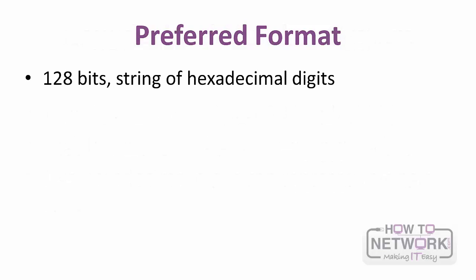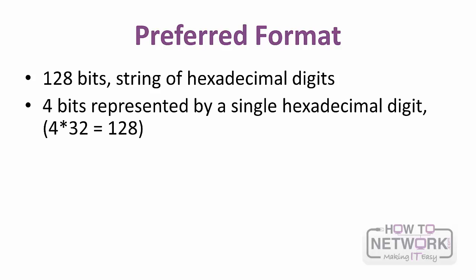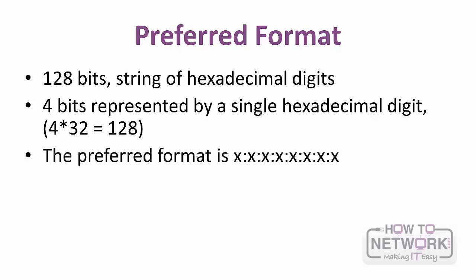IPv6 addresses are 128 bits in length and written as a string of hexadecimal digits. Every 4 bits are represented by a single hexadecimal digit, for a total of 32 hexadecimal values. 4 times 32 equals 128. This is the preferred format.